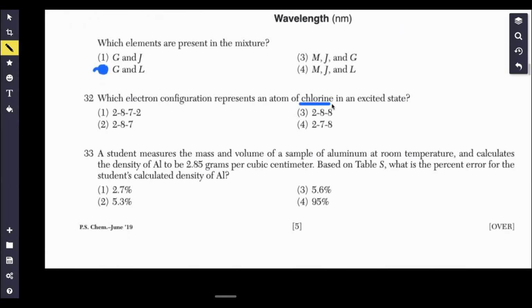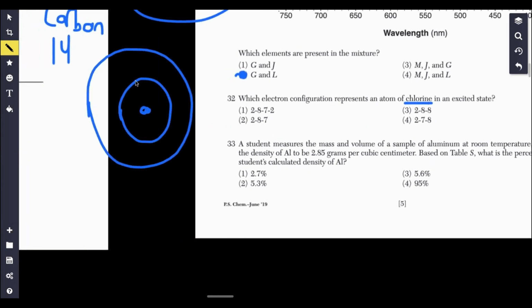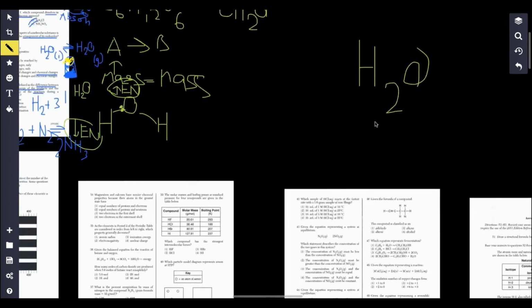A neutral atom of chlorine in an excited state. Remember that when an atom gets excited, what that essentially means is that one of the electrons in the atom moves up into a higher energy level. So let's take a look at chlorine.